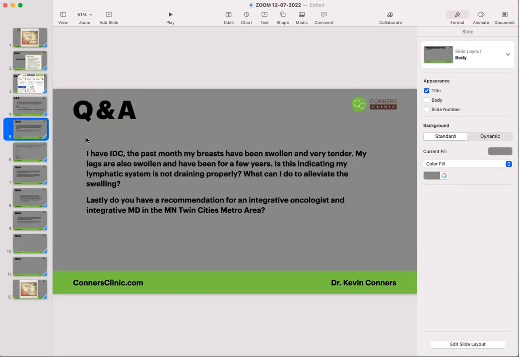I have IDC, invasive ductal carcinoma, breast cancer. The past month, my breasts have been swollen and very tender. My legs are also swollen and have been for a few years. Is this indicating my lymphatic system is not draining properly? What can I do to alleviate this swelling? Lastly, do you have any recommendations for an integrative oncologist or integrative MD in the Twin Cities metro area?